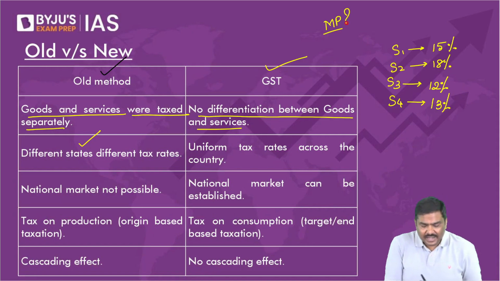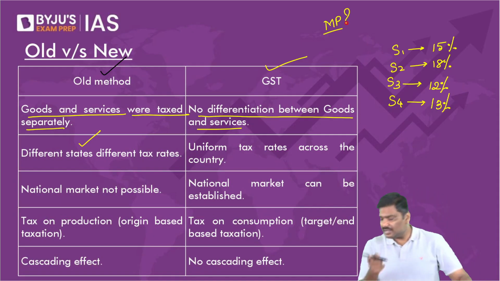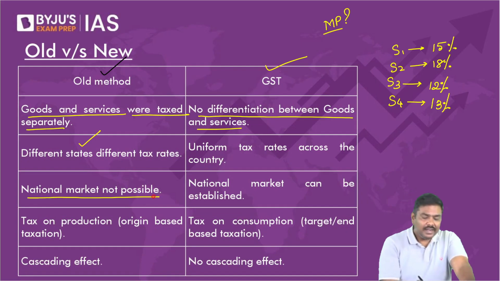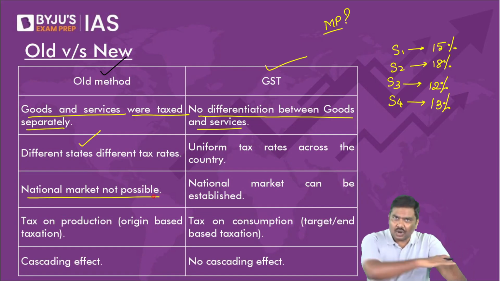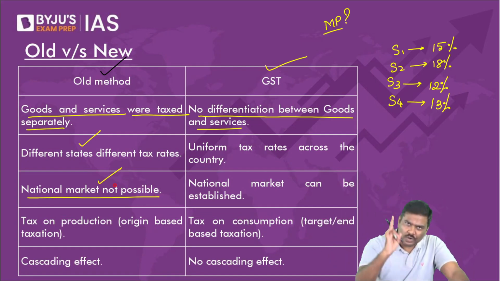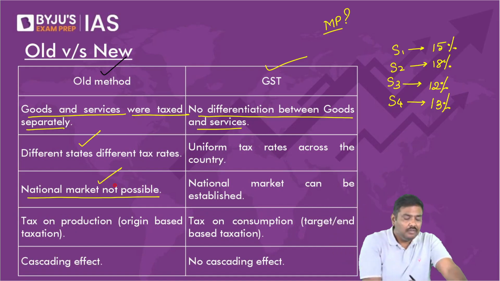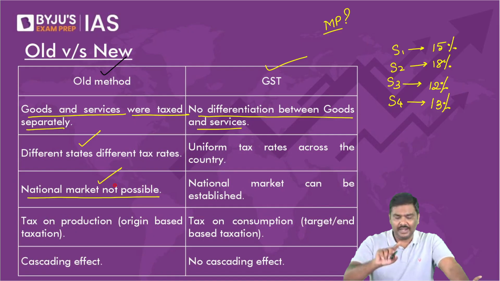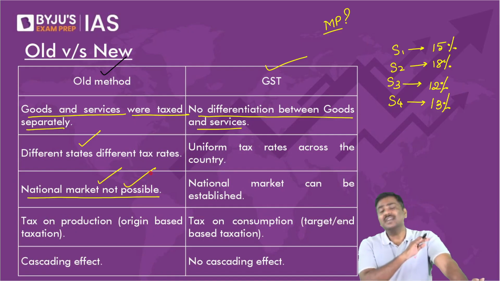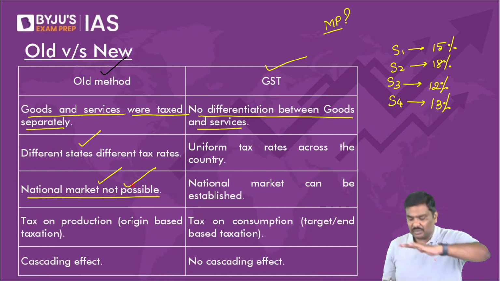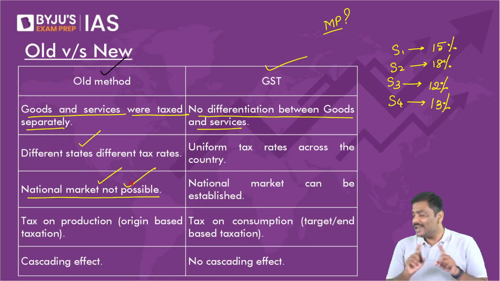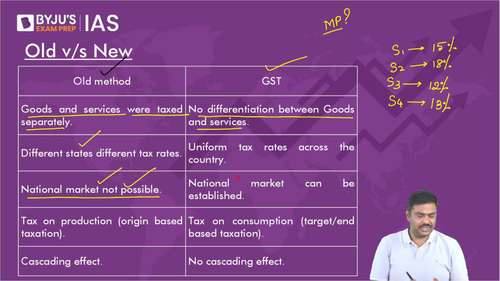And when the rates remain the same, that is, the tax rate remains the same, we simply say national market. Across India, the tax rate is only one rate, 18%. We call this a national market. So earlier, because the rates were different, a national market was not possible. Now, a national market is possible under GST.